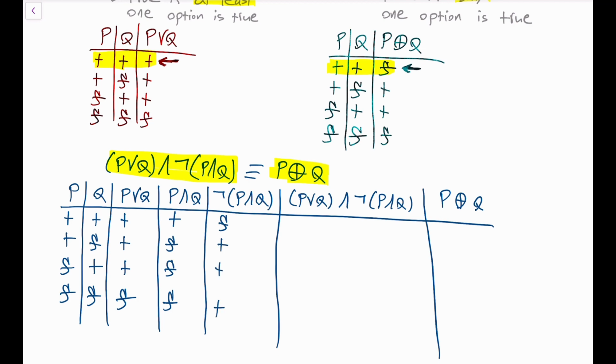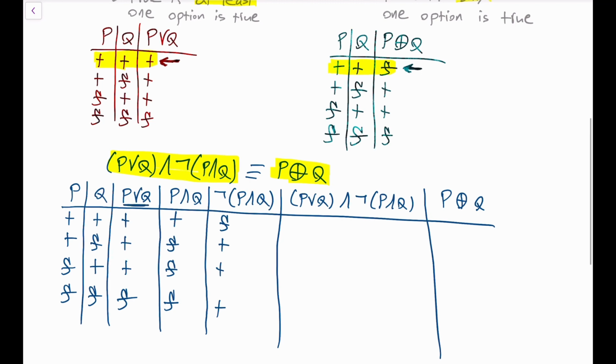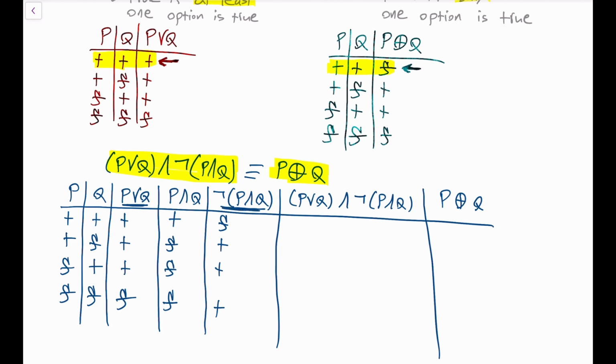We have the conjunction of this column here, this disjunction, and this column here, the denial of a conjunction. So true and false is false, true and true is true, true and true is true, false and true is false. And then finally we have our exclusive or, looking at this column and this column. So true, exclusive or true is false, and then true or false is true, false or true is true, and false or false is false.